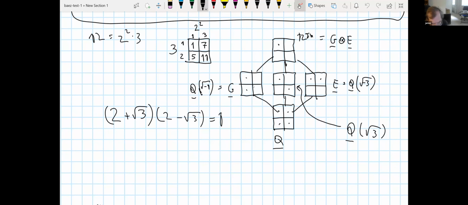Let's see, the Gaussian one is actually period 4. The Eisenstein thing is period 6. What about the square root of 3? What is that? Maybe that one really is... Yeah, I think that one is actually period 12.